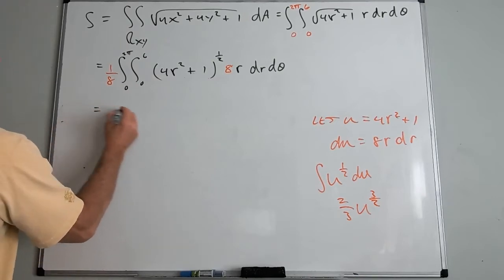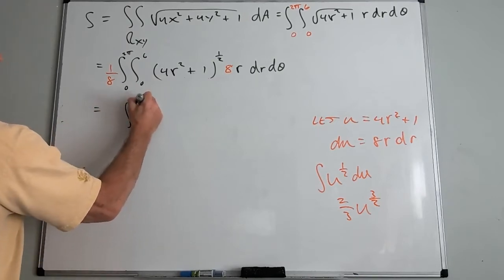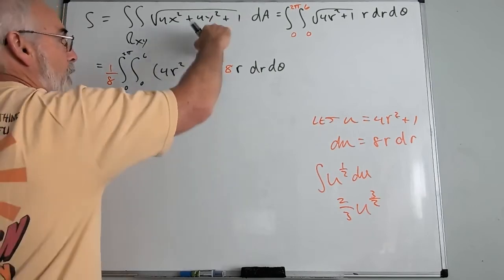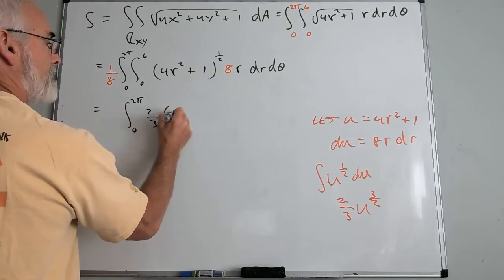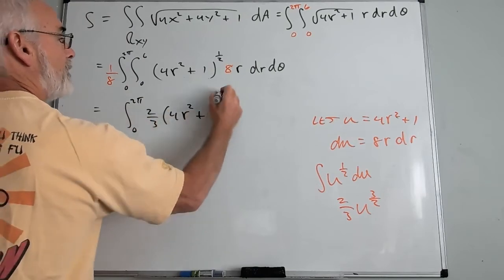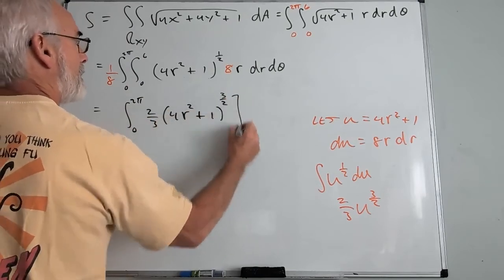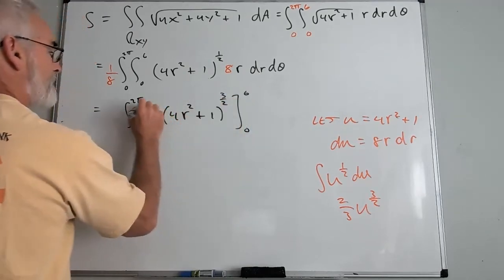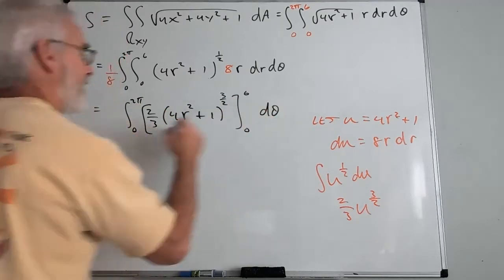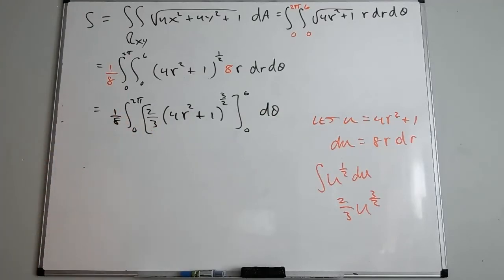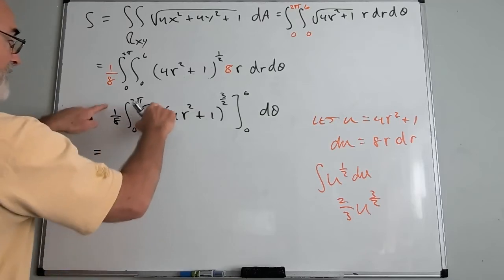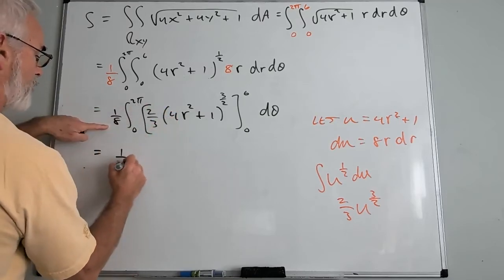All right, so u to the 1/2 du, I'm going to get 2/3 u to the 3/2 integrated from 0 to 6. And then I put the d theta on the outside. What about that 1/8? It's still there. And I certainly could have cleaned that up in one step. We will clean that up now. So that's 2 over 24 or 1/12.